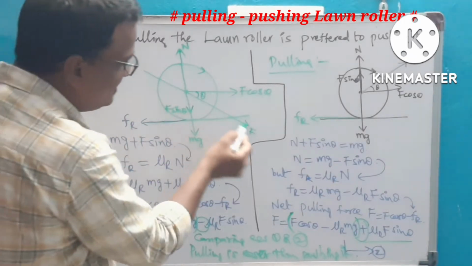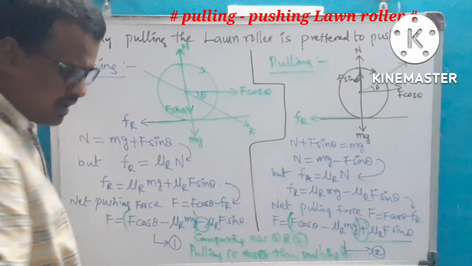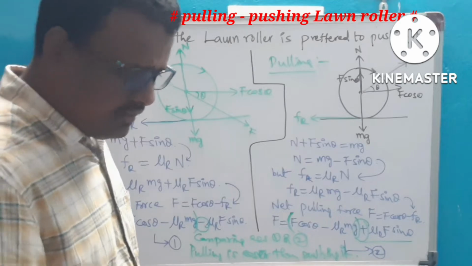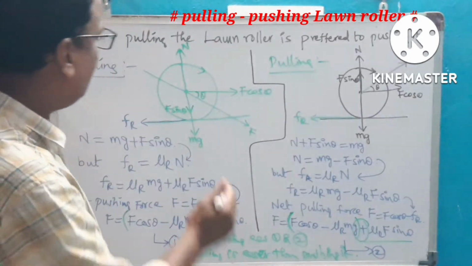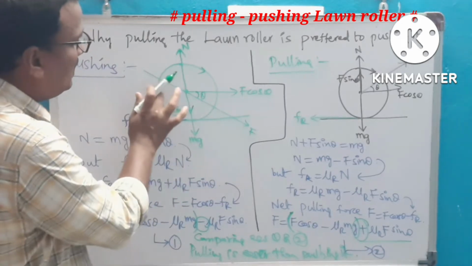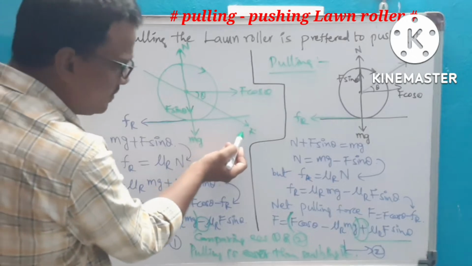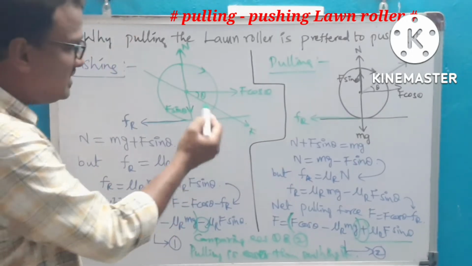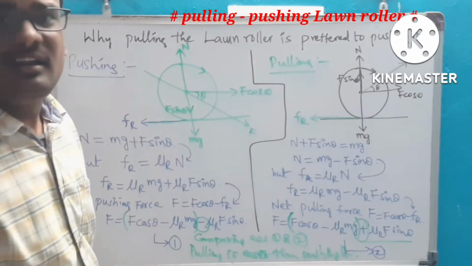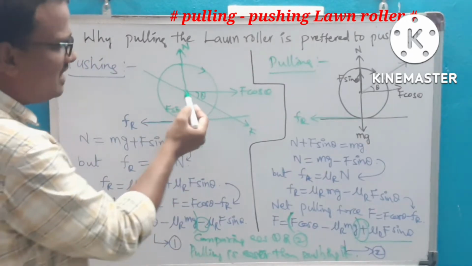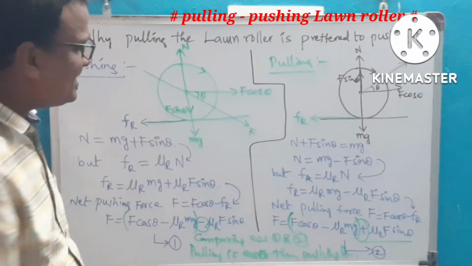And this is about pushing, right? So this is the pushing direction, the pushing force. How do we push the roller with its axle? Like this, right? So we can push the roller in this direction. That's why this net pushing force is divided into a horizontal component and a vertical component. The horizontal component is F cos theta, and the vertical component is F sin theta.